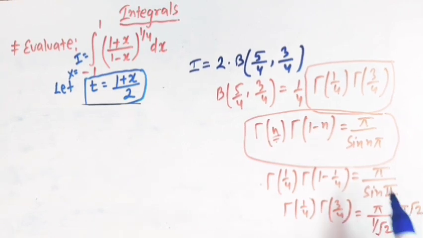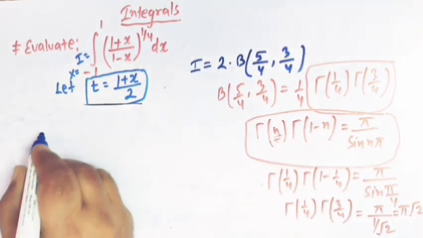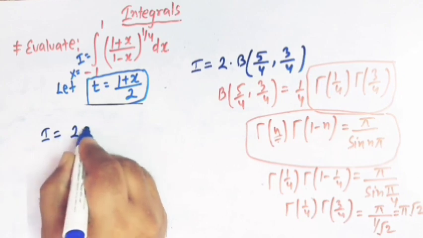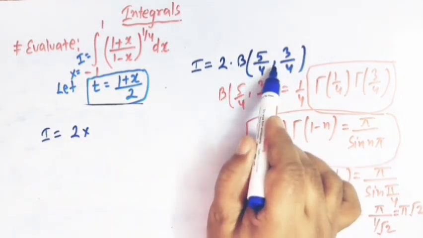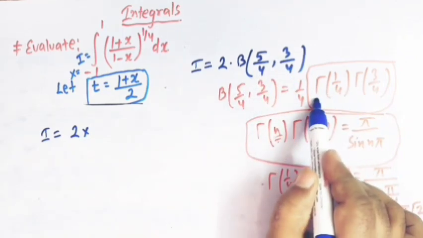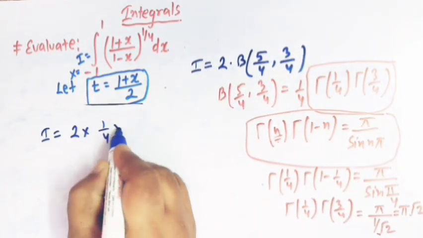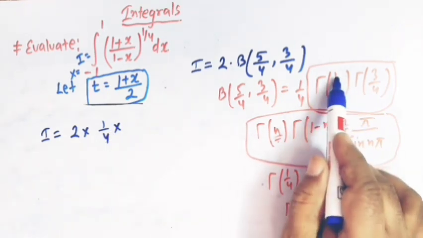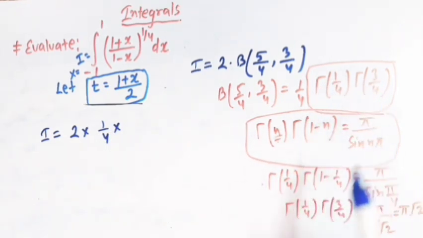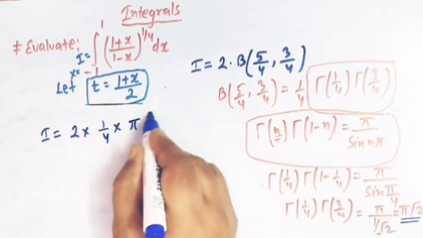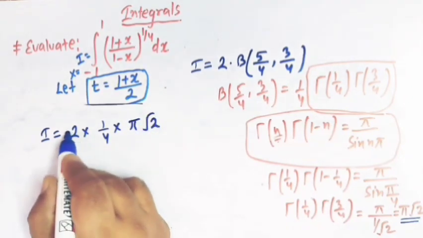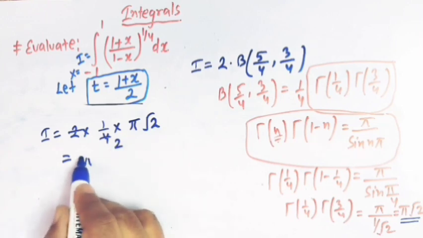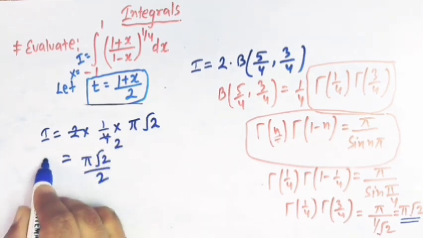So viewers, now we can write this integral I as 2 times beta of 5 by 4, 3 by 4, that is equal to 1 by 4 times gamma of 1 by 4 gamma of 3 by 4, and gamma of 1 by 4 gamma of 3 by 4 is equal to pi times square root of 2, right? So here we have pi times square root of 2. So this is 2 to the 4. So we have pi root 2 over 2, right?